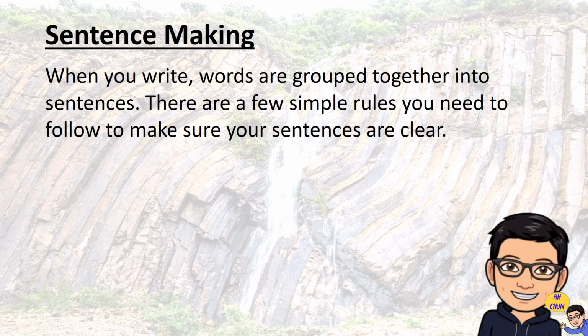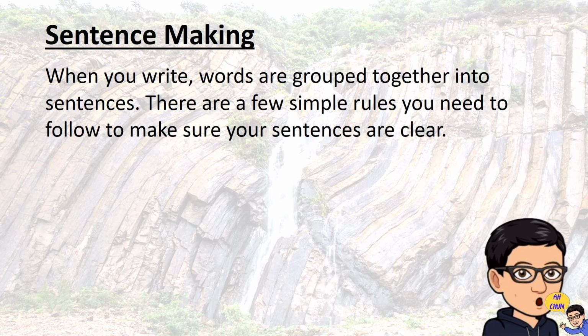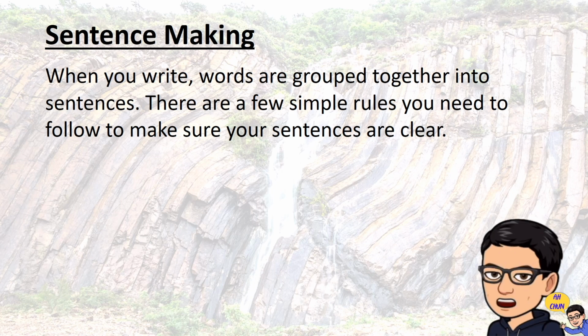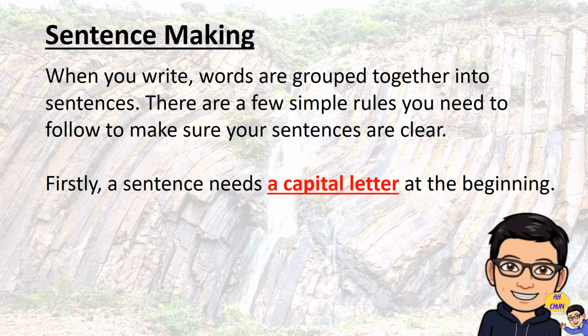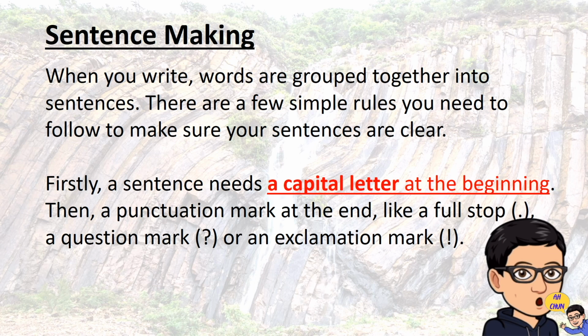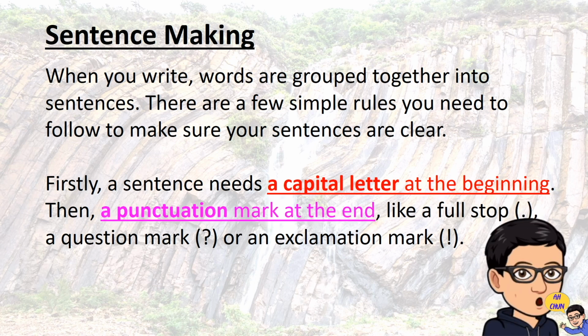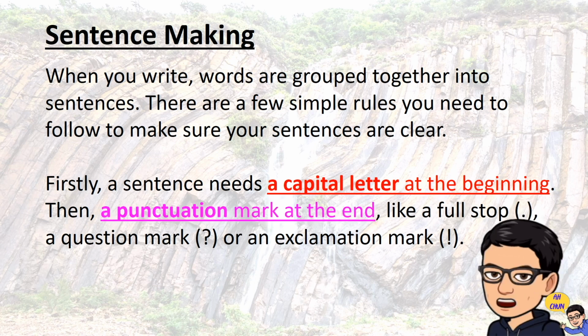When you write, words are grouped together into sentences. There are a few simple rules you need to follow to make sure your sentences are clear. Firstly, a sentence needs a capital letter at the beginning, then a punctuation mark at the end, like a full stop, a question mark, or an exclamation mark.